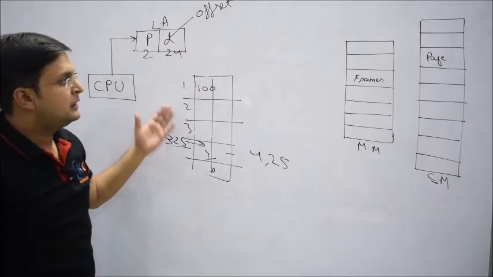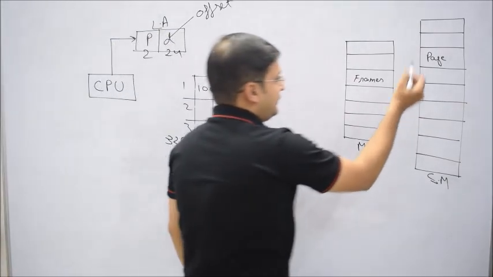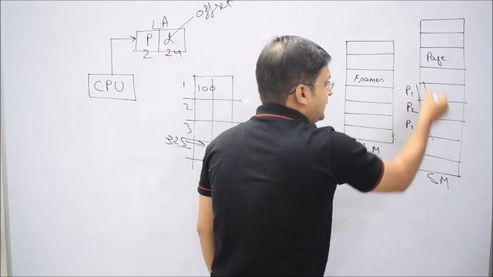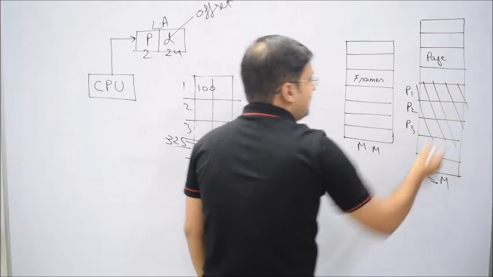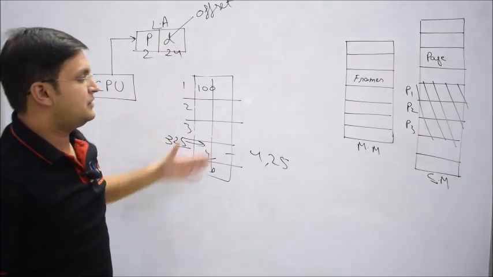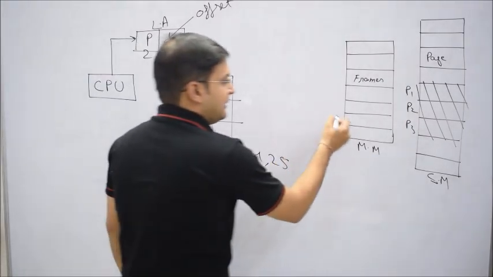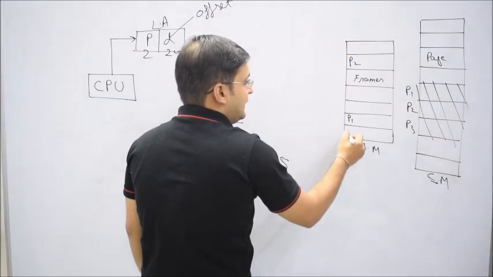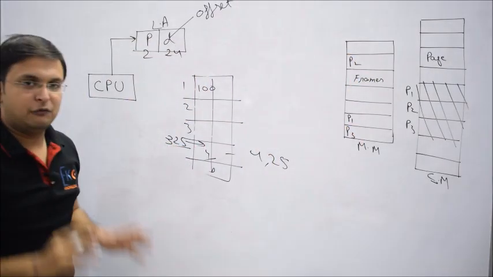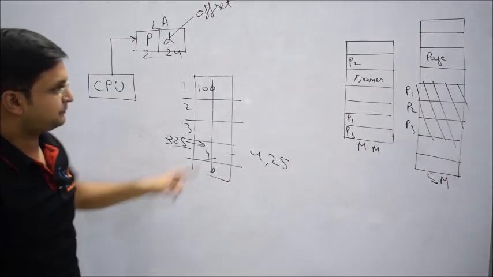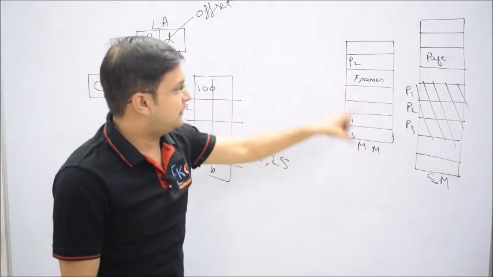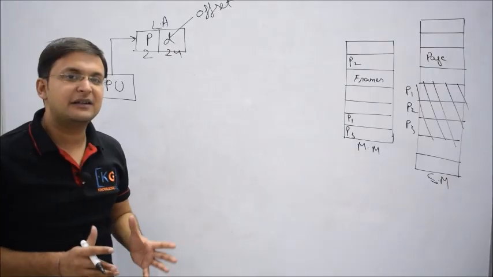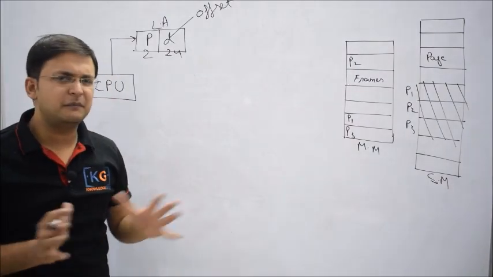Suppose, for example, the process was like page number 1, page number 2, page number 3. That was a process in secondary memory, but now these pages are arranged in main memory in some random fashion. So suppose this is page number 1, this is page number 2, and let me say this is page number 3. Now what is the task? The task is to find out the address of these pages stored in main memory.